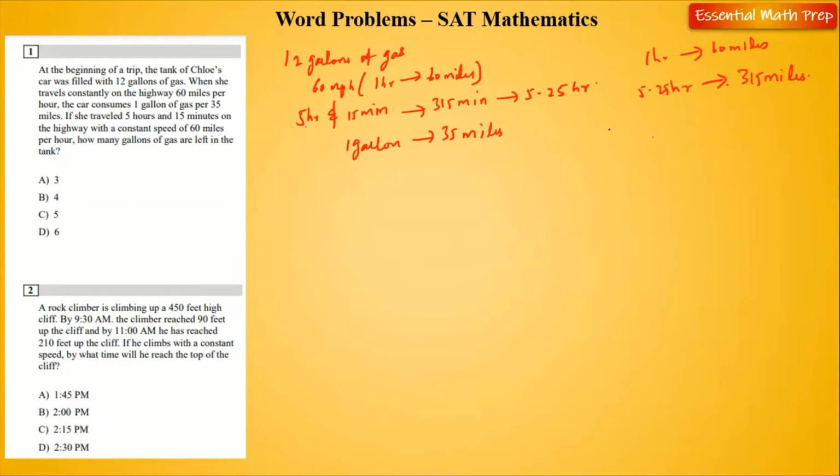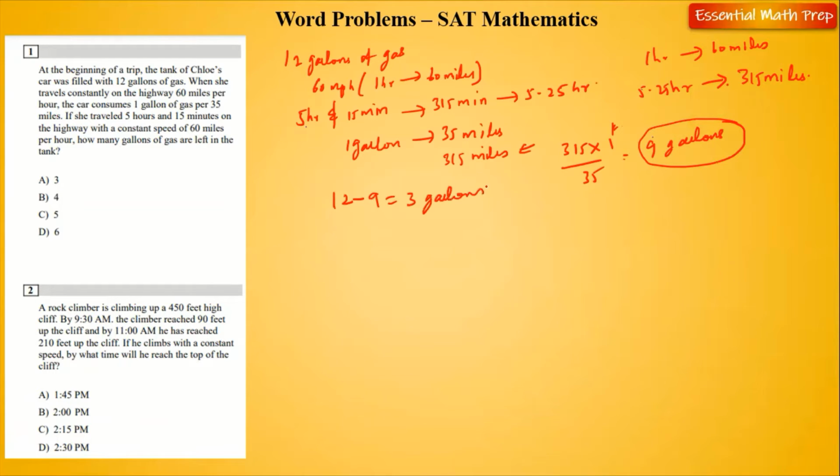So 1 gallon of gas gives her a 35-mile capacity. So 315 miles would take 315 times 1 over 35, which is 9 gallons. She would have used 9 gallons to travel a distance of 315 miles in 5 hours 15 minutes. She started with a capacity of 12 and she used 9. That means she's left with 3 gallons of gas when she's reached the 315-mile mark. And so the answer is 3 gallons.